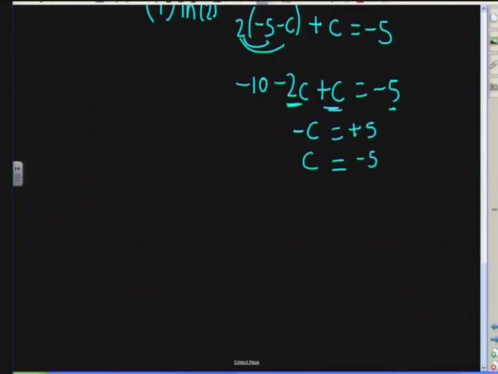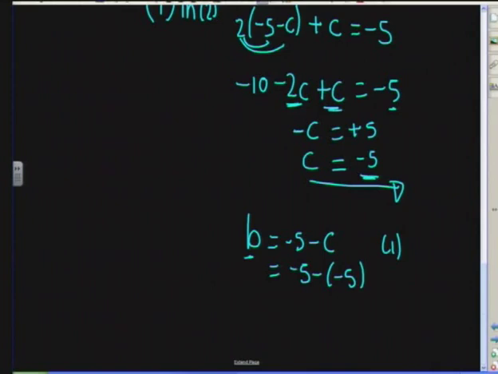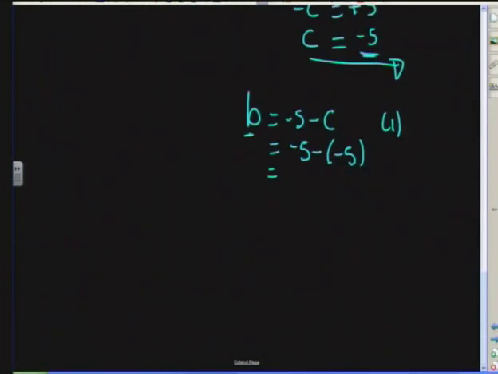All right, but remember, we're not done because we still need the value of b. And we know that b is equal to minus 5 minus c. This was equation 1, remember? So therefore, if I want the value of b, I simply substitute the value of c into equation 1. And I get b is equal to minus 5 plus 5, which is 0.